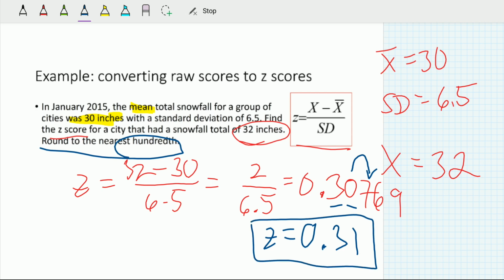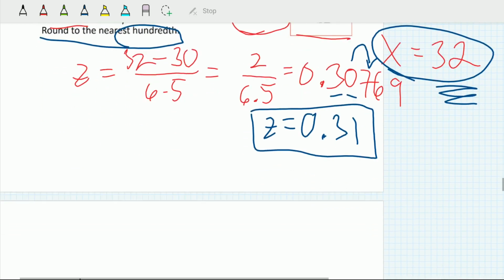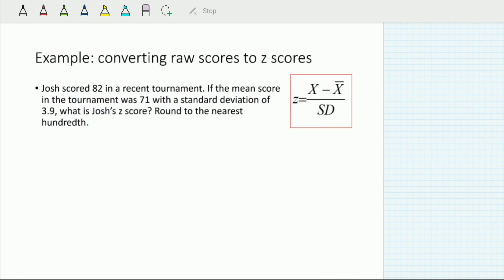So it'll be 0.31. The fact that it's such a small number basically means this city's z-score for the snowfall is super close to the average, right? It's 0.31 standard deviations away. I mean, it's really, really small. And then if we compare the two numbers, well, yeah, that makes sense, right? The average was 30 and they got 32. It's positive because the raw score is higher than the average, okay? So it's just little things like that. So let's go ahead, pause the video, see if you can do this one.